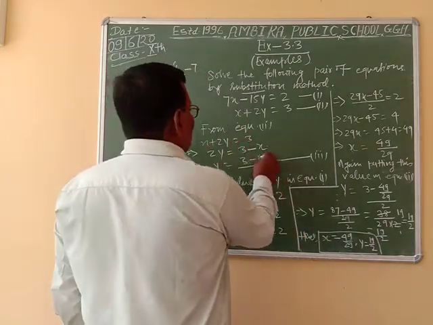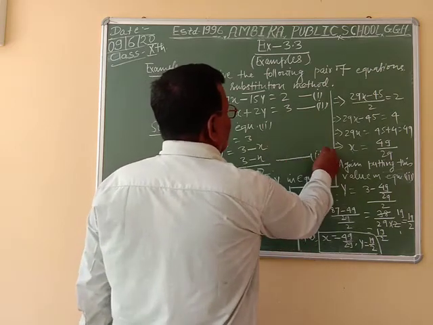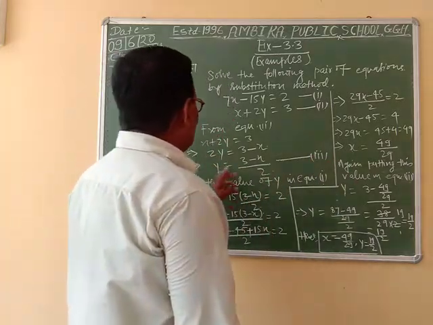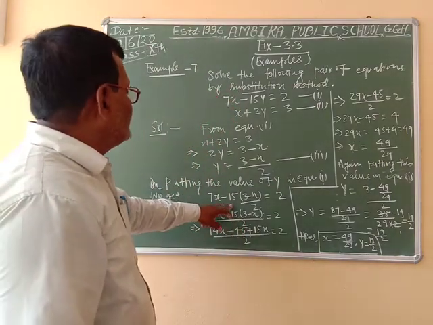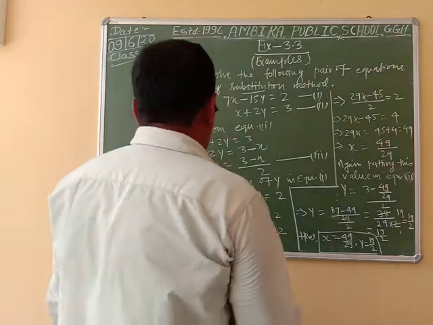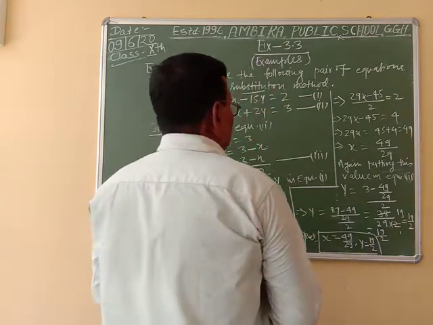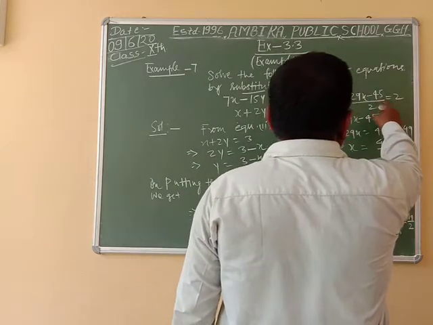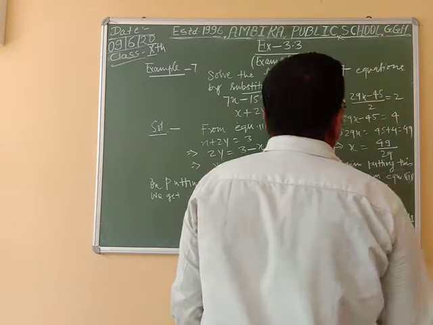Here we have y is equal to 3 minus x by 2. Suppose it is equation number 3. Now on putting the value of y in equation 1, we have 7x minus 15 into (3 minus x) by 2 equals 2. Solving, we have 29x minus 45 by 2 is equal to 2. Therefore, x is equal to 49 by 29.